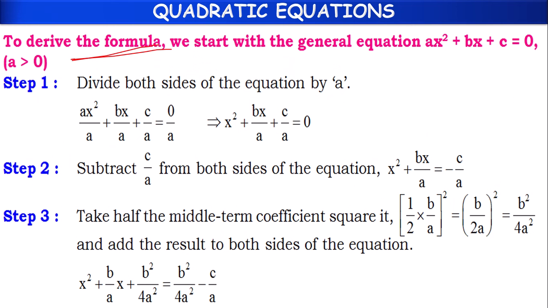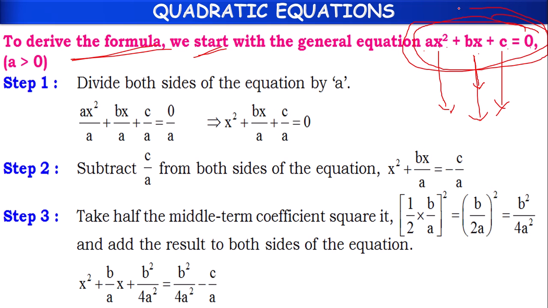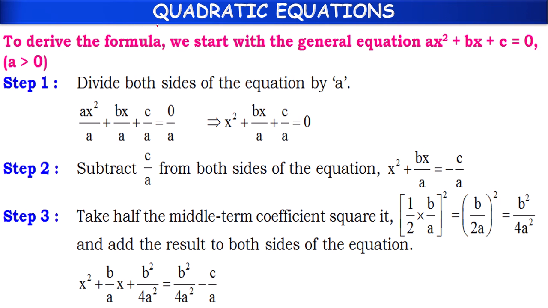To derive the formula, let's start with the standard form of the equation. The standard form of the equation is the x square term ax square, the x term bx, and the constant term c, which is equal to 0. This is known as the standard form or general form of a quadratic equation, where a is not equal to 0. Suppose, let's assume a is greater than 0.